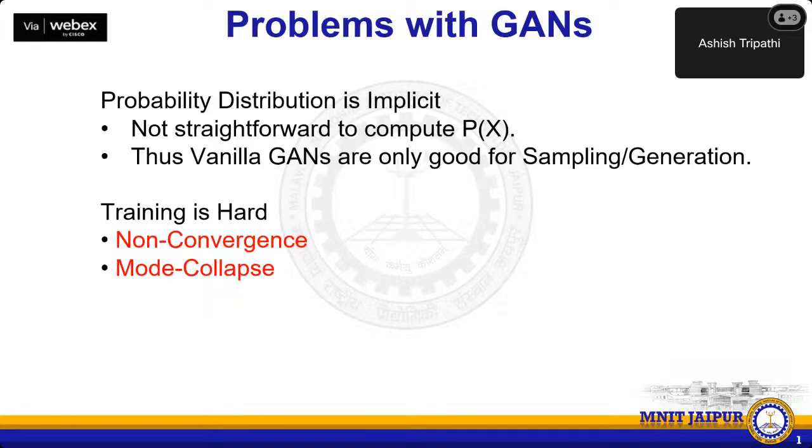Now, if I talk about the problems with the GAN, what are the problems that GAN may suffer? The main problem is that it is not very straightforward to compute probability distribution. If I talk about the vanilla GAN or the original GAN which has been introduced by Goodfellow, there are two problems. One is non-convergence and one is the mode collapse problem.